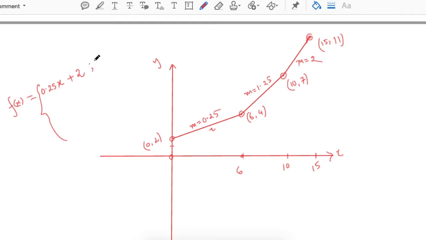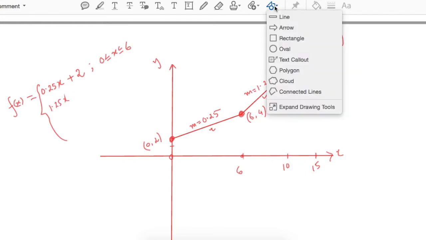So the first piece of this function will be within this interval from 0 to 6, and you need to fill this circle since 0 is included in this interval, and also we need to fill this circle. And the second line has slope 1.25, so it will be 1.25x. And now what will be the y-intercept for the second piece?